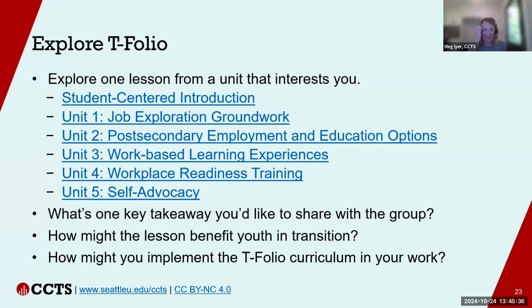We'd love to have a couple people share out, or at least one person from each group, if possible, if anyone's willing. You can either write it in the chat if you don't want to come off, unmute your microphone, or please feel free to unmute and jump in and share with us either a key takeaway or a lesson that you found would be helpful, or maybe a way that you, if you work in a classroom or have a student, how you would use this.